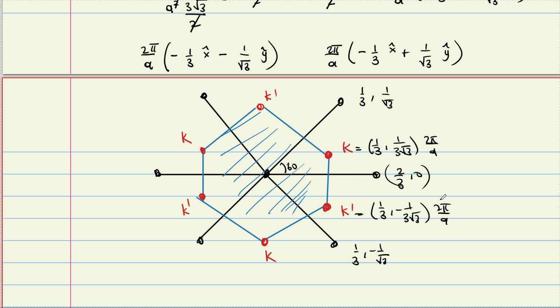Right, that was the Brillouin zone of a hexagonal lattice, like graphene, if you want.